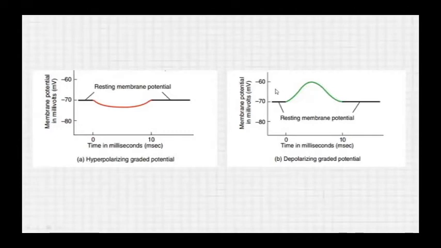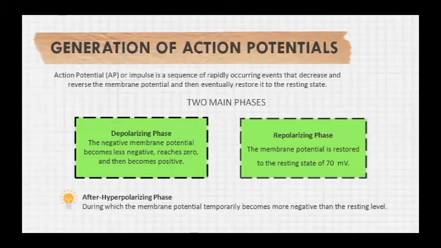So, let us now talk about the generation of action potentials. This action potential, or AP, or impulse, is a sequence of rapidly occurring events that decrease and reverse the membrane potential and then eventually restore it to the resting state. There are two main phases of the action potential: the depolarizing phase and the repolarizing phase. Unlike the graded potential, which has hyperpolarizing and depolarizing, the action potential has depolarizing and repolarizing phases.